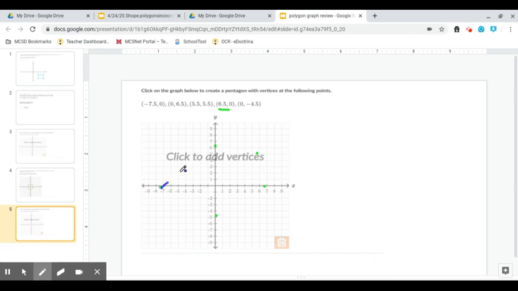So there. Two sides, three sides, four sides, and five sides. There is a pentagon, a five-sided shape.